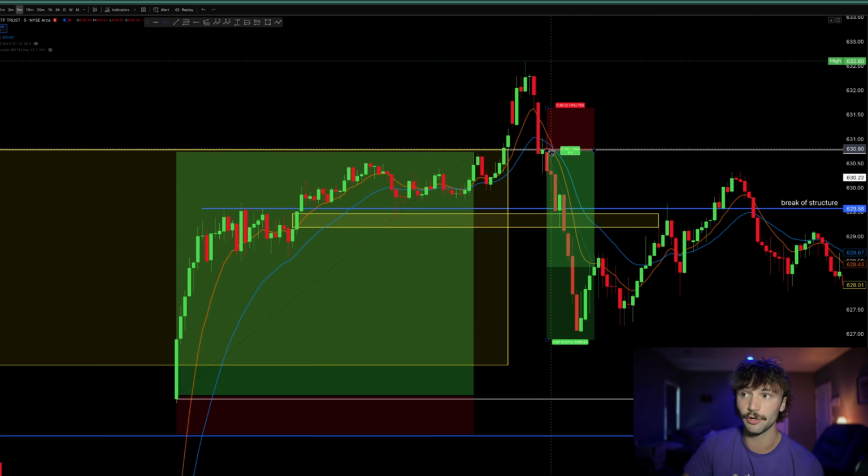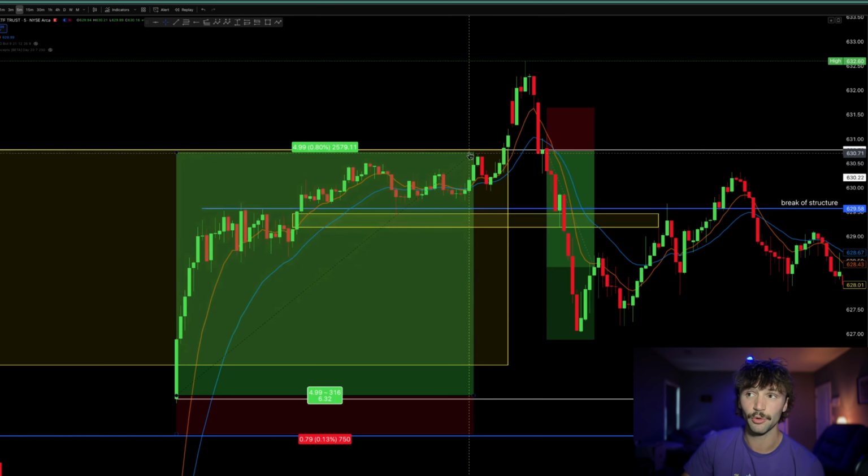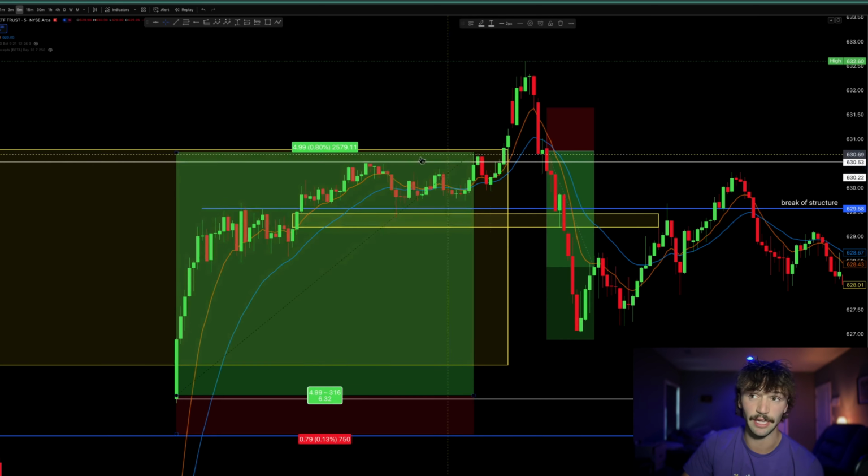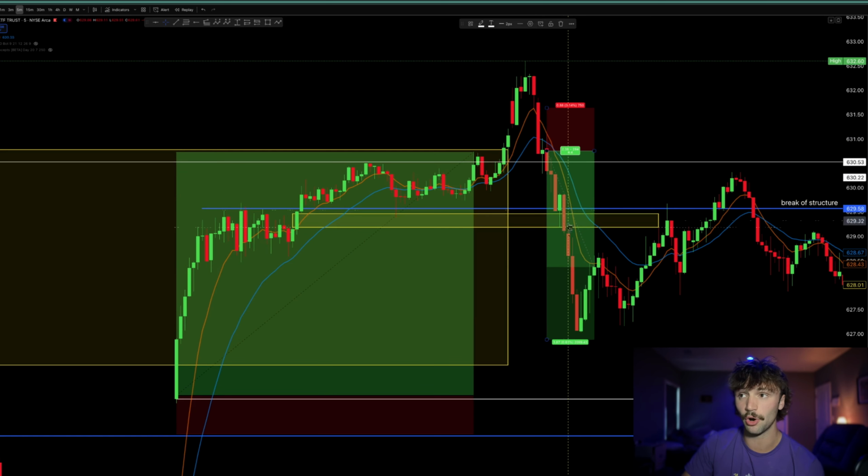Now, I entered right here once we did get this cross, and once we did retest this resistance that we now have, and we ended up pushing all the way back down, and from there we broke not only the fair value gap but our break of structure, and that indicated to me that we could see more downside.